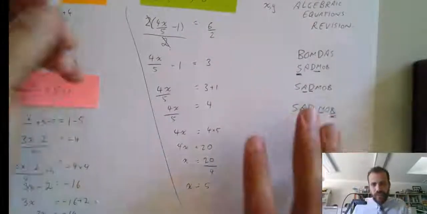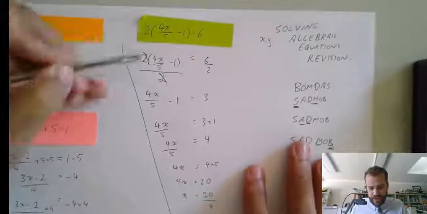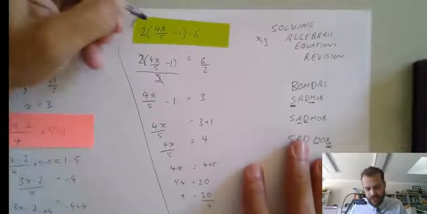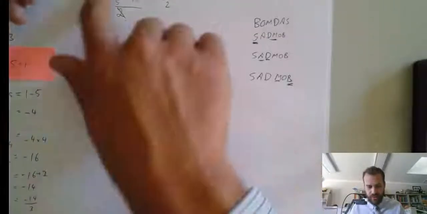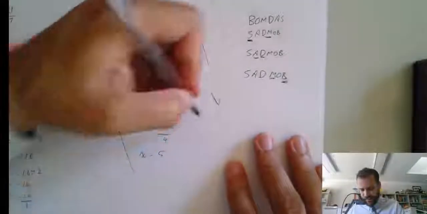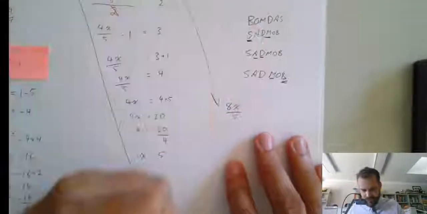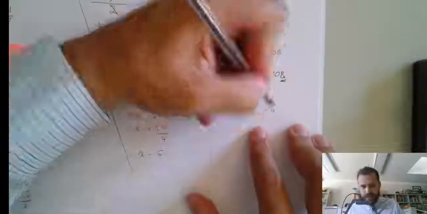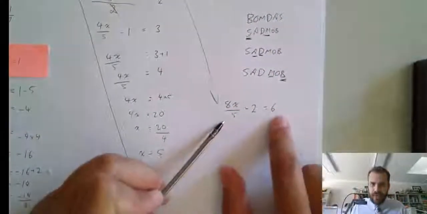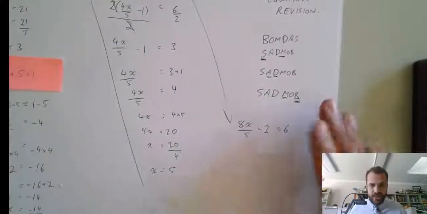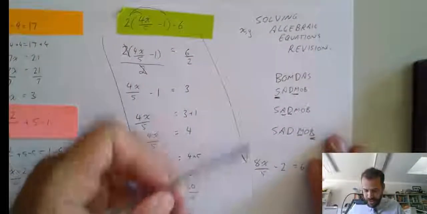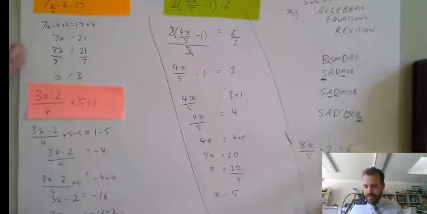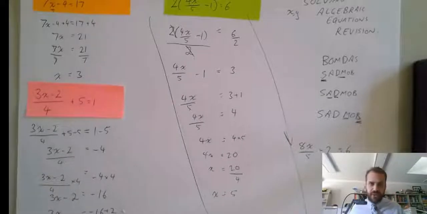Okay, there would have been a second way to do this question. You could have expanded this using the distributive law. You would have ended up with, if I'd done that, 8x on 5 minus 2 equals 6. And then you could have proceeded from there. Doesn't matter which way you do it. It probably makes more sense to do it the way I've done it here, but you're going to get the same sort of answer there. So there is more than one way to attack some of these questions. Okay, that's a quick revision of solving algebraic equations.